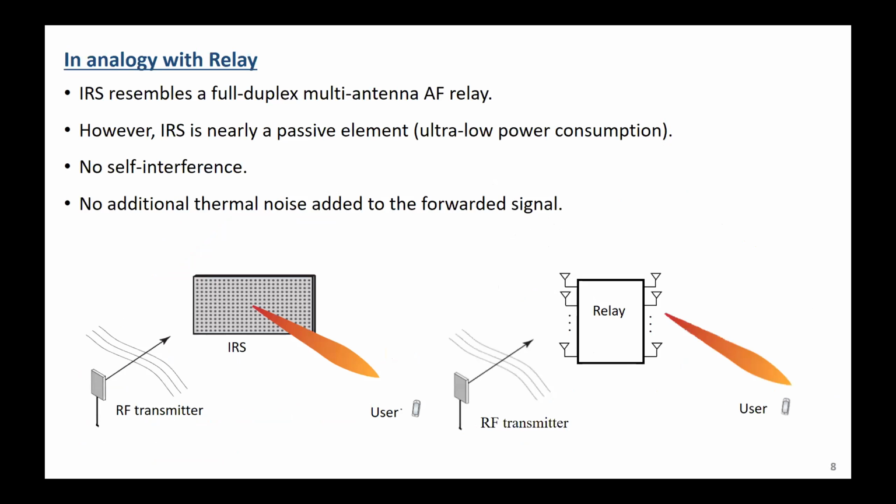Also, we can see this IRS as a full duplex multi-antenna amplify-and-forward relay. However, the difference between IRS and the relay is that the IRS is a nearly passive element, which doesn't consume any power for transmission, but only for control. But of course, a relay is an active element. In addition, it's full duplex, but there is no self-interference induced by the surface to achieve this full duplexity. Moreover, it doesn't induce any thermal noise to the forward signal, which usually occurs in the amplify-and-forward relay.